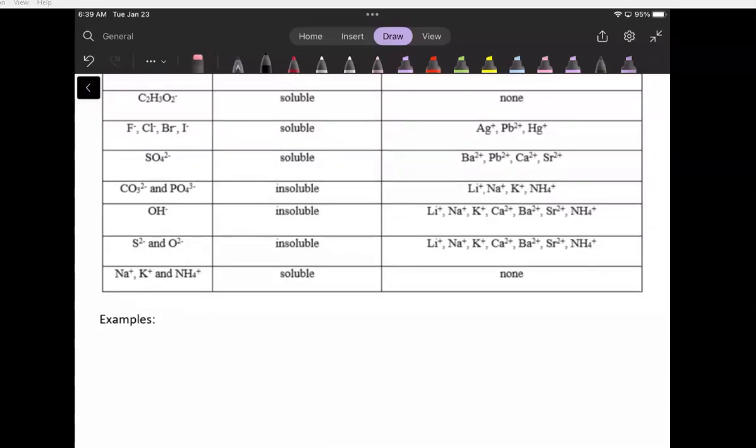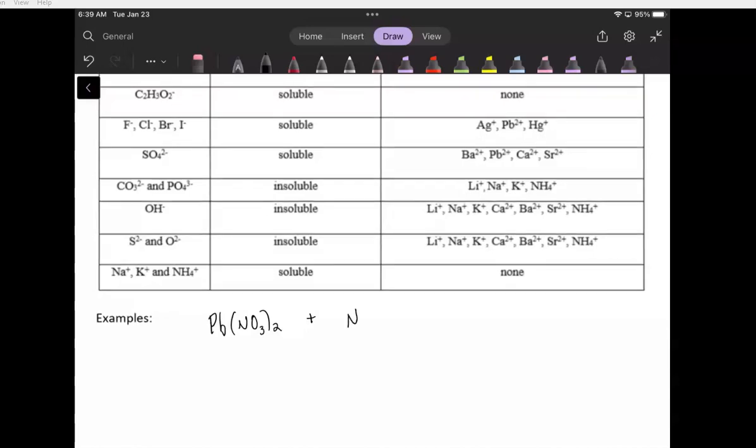So let's say, in this example, we are going to try to react Pb(NO3)2. So that's going to be lead(II) nitrate, and it would be aqueous. You don't really have to write the aqueous for the reactants, but they will usually be dissolved in water to start with. And let's say I wanted to react that with some sodium chloride. We just used sodium chloride, but we'll use it again.